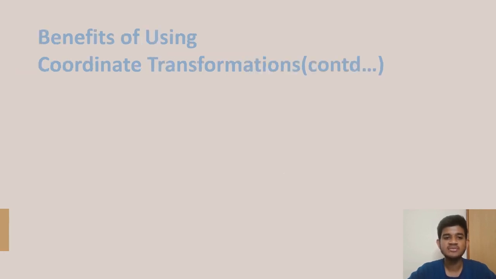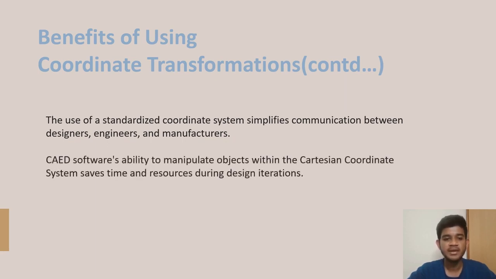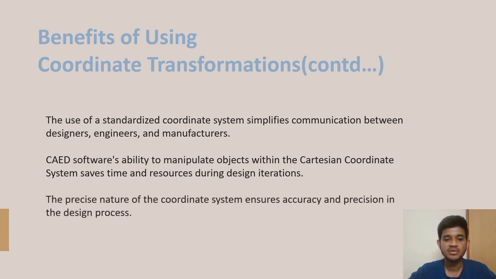Now let us see the benefits of using coordinate transformation. The use of a standardized coordinate system simplifies communication between designers, engineers, and manufacturers. CAD software's ability to manipulate objects within the Cartesian coordinate system saves time and resources during design iterations. The precise nature of the coordinate system ensures accuracy and precision in the design process.